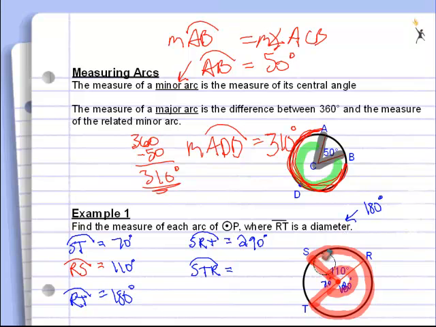Now let's look at STR. STR goes from S to T and then to R. And we already knew that this was 70 degrees and this was 180 degrees. So when I close off the angles, it goes from here to here, so it spans 70, and then from here to here, which is another 180. So I can add up 70 and 180 and get 250 degrees. Hopefully that makes sense on how to find those major and minor arcs.